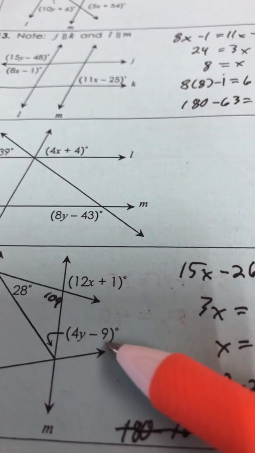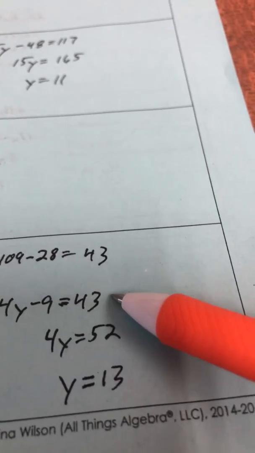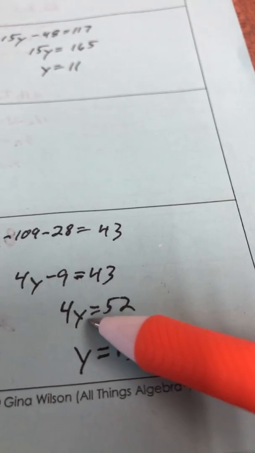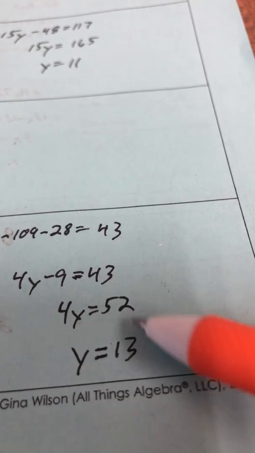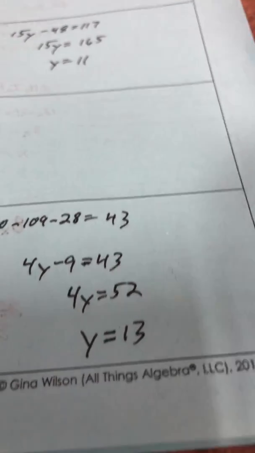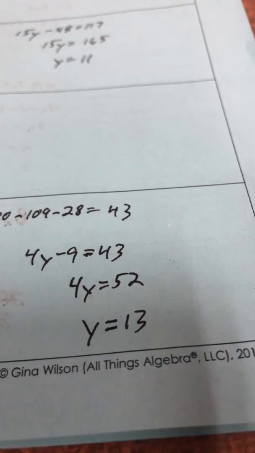So 4y minus 9 equals 43. To solve for y, add 9 to both sides, divide by 4, boom, you got y equals 13. All right, try those other ones on your own, and good luck.